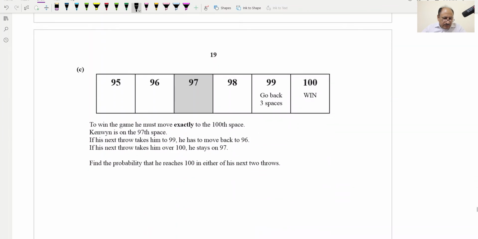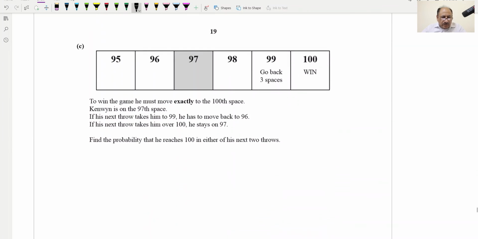Now this is the C part, last, I think so, it's the last part, and it's a little tricky also. And the C part says they have provided this diagram also. To win the game he must move exactly to the 100th space. So win is at the 100th space, exactly at the 100th space. This is also important. Then Kenyan is on the 97th, so he's at 97.